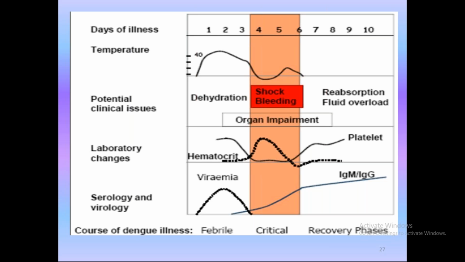Usually, whatever extravasated fluid is there will be reabsorbed. So if anybody has given more fluid in the critical phase, there is more chance of fluid overload and pulmonary edema. Platelets gradually rise. PCV may come to normal, or due to dilution it may be low. If you do serological investigation like IgM and IgG, usually IgM will be elevated first, followed by IgG.